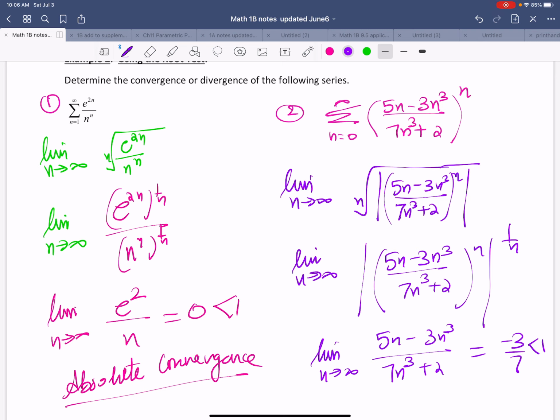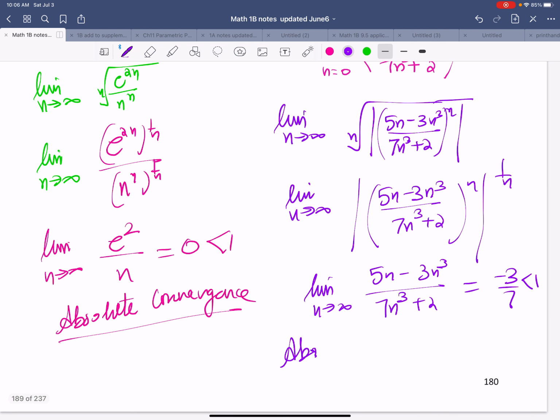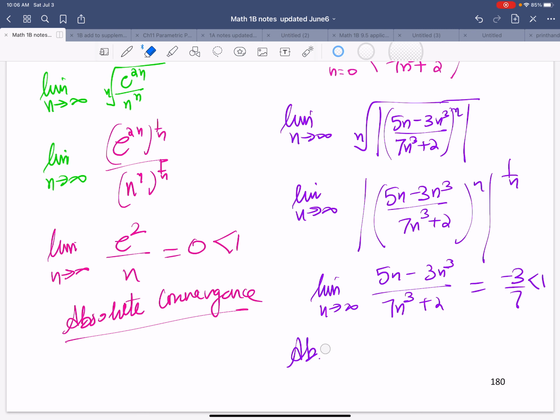Now this is less than 1. So if my limit turns out to be less than 1, then I do have absolute convergence. I have absolute convergence. And that's all for the ratio and root test.